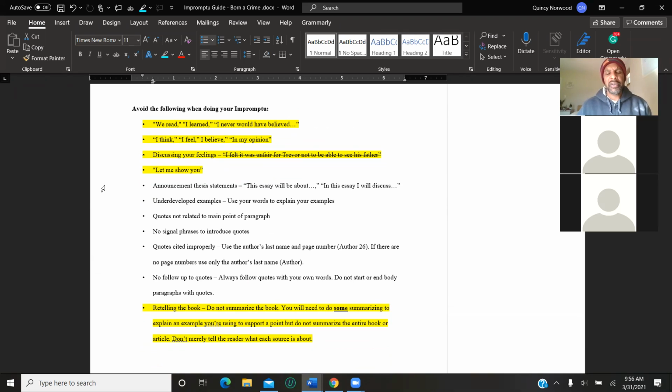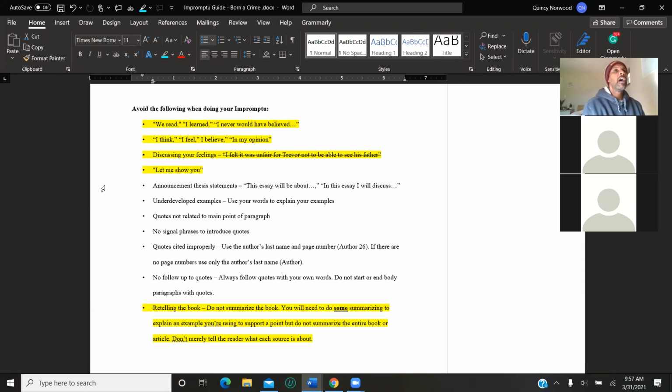Don't have phrases like, this semester we read a book called. You don't need to say that. Everybody knows the book you read. That's one thing you can assume, so you don't have to announce that you read the book. All this stuff from this list is stuff that we see in essays. We read a book called, I learned blah blah blah. I never would have believed that blah blah blah could happen. Don't need any of that. Just keep it focused on the prompt.